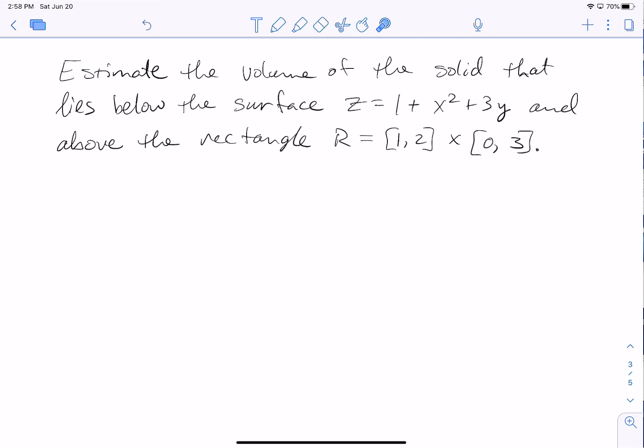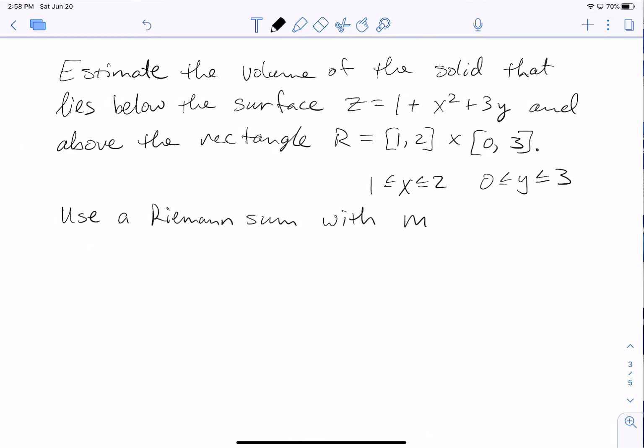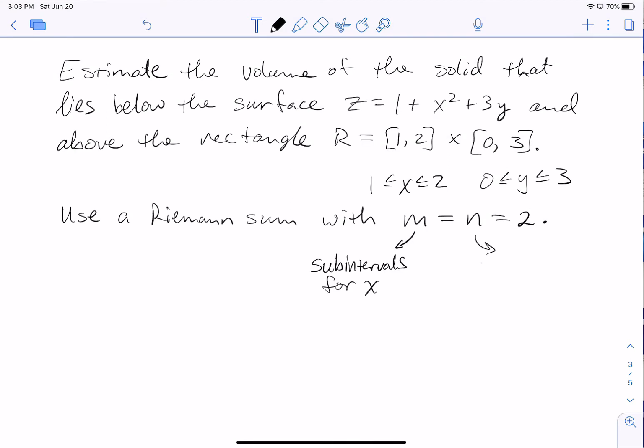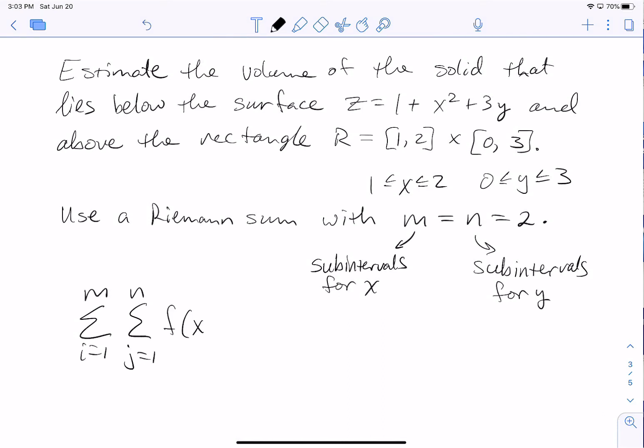So for the closed interval 1 to 2, that means that x goes from 1 to 2. And for the closed interval 0 to 3, that means y is going to go from 0 to 3. Further, we're told to use a Riemann sum with m and n equaling 2. M refers to the number of subintervals for x, and n refers to the number of subintervals for y. The Riemann sum looks like the sum as i goes from 1 to m of the sum as j goes from 1 to n of f of x_ij star, y_ij star, dA.